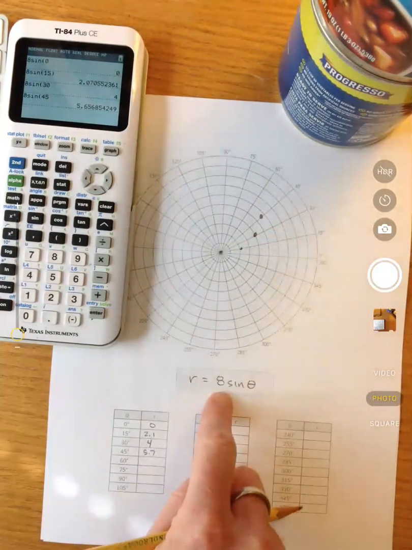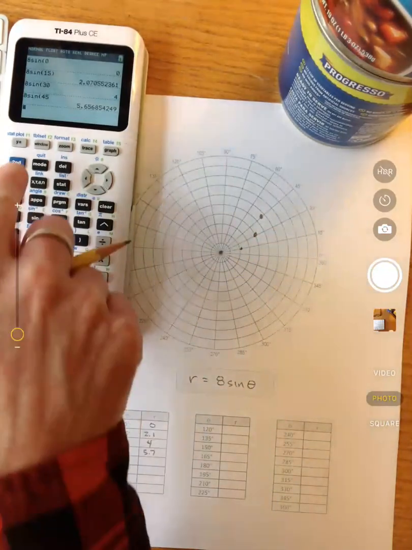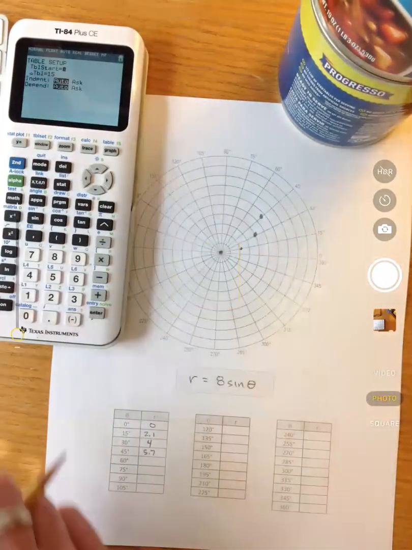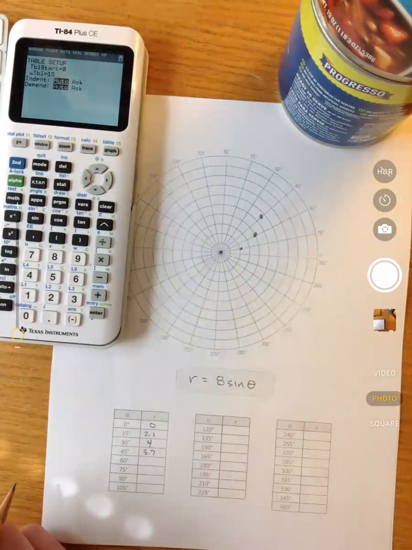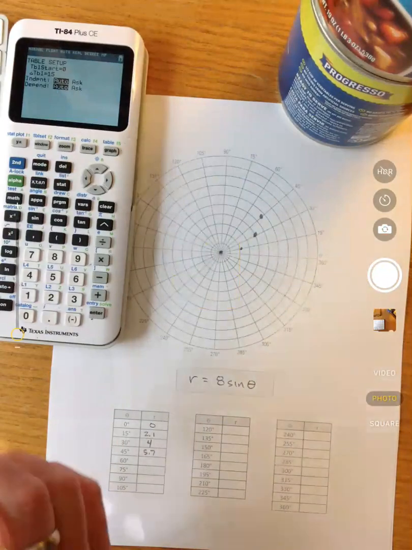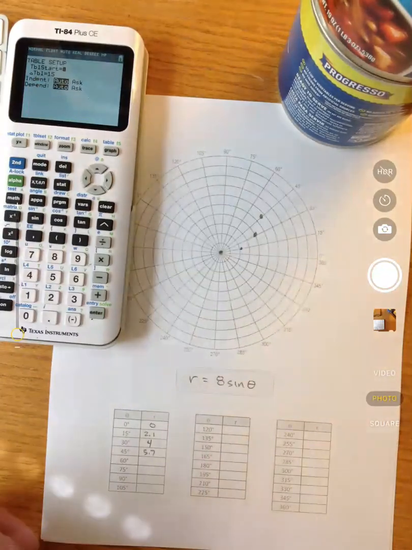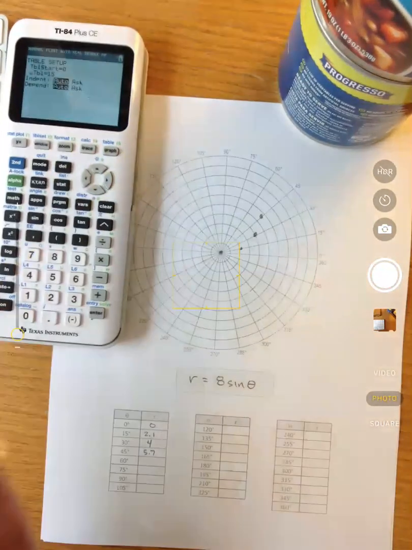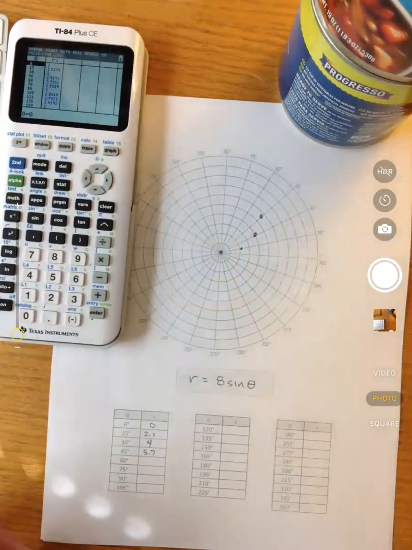Yes. Obviously, I could just punch this in polar mode. But I can also create a table. I'm going to go up and set my table at 0. I'm going to change the table every 15 degrees. I did this earlier before I started here. And then I can just jump over and grab the table.